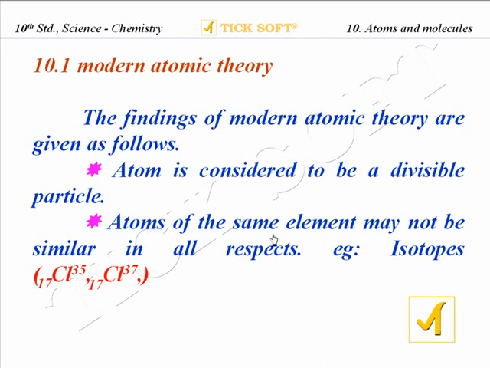It consists of three particles, namely proton, electron and neutron. The atoms of the same element may not be similar in all respects. Isotopes: some elements exist with the same atomic number but different mass numbers. This phenomenon is known as isotopes. Elements with the same mass number but different atomic numbers are called isobars. Elements with different atomic number and different mass number, that is, a different number of neutrons, are called isotones.